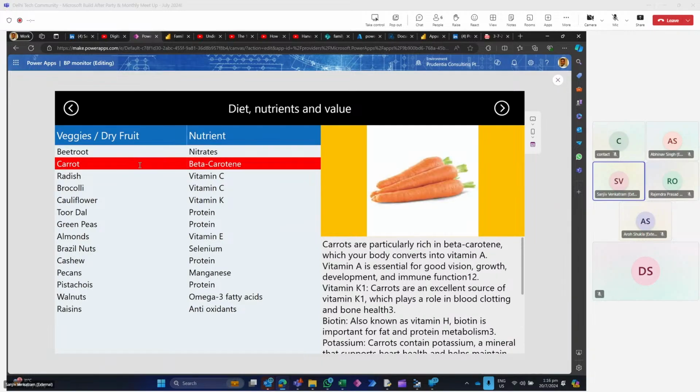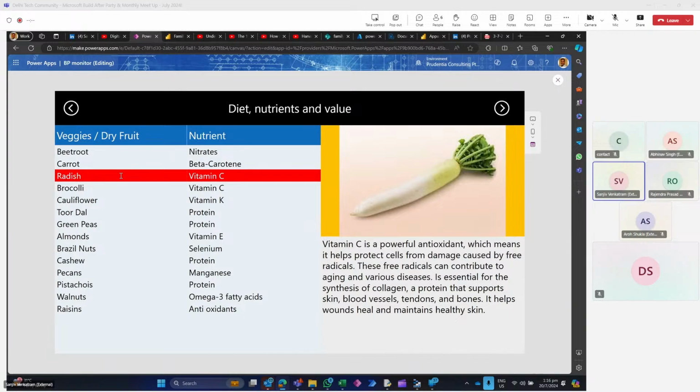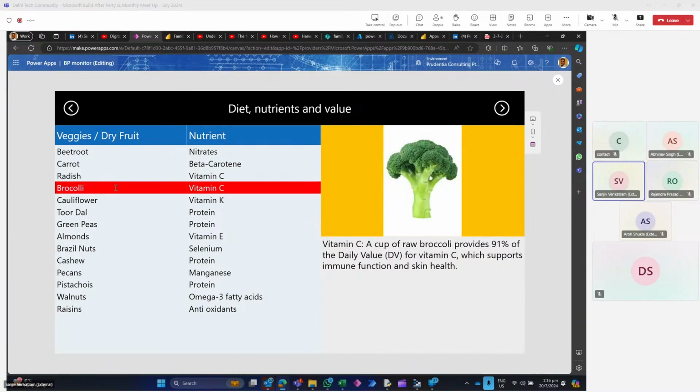The second one is carrots. Carrots, I don't have to tell you. You guys know this. Great for your eyes. Great for vitamin K1, that actually helps in your blood clotting and bone health. Very important. Vitamin A, which is vision and so on and so forth. Super, right? So have carrots. Have radish, which is good in vitamin C, have broccoli, which is in vitamin C.